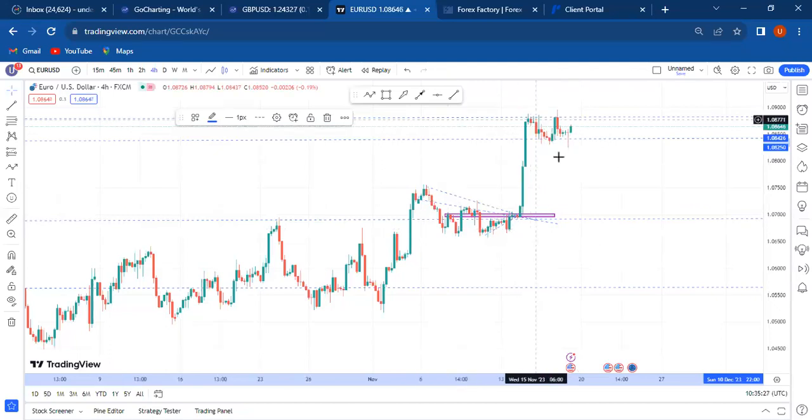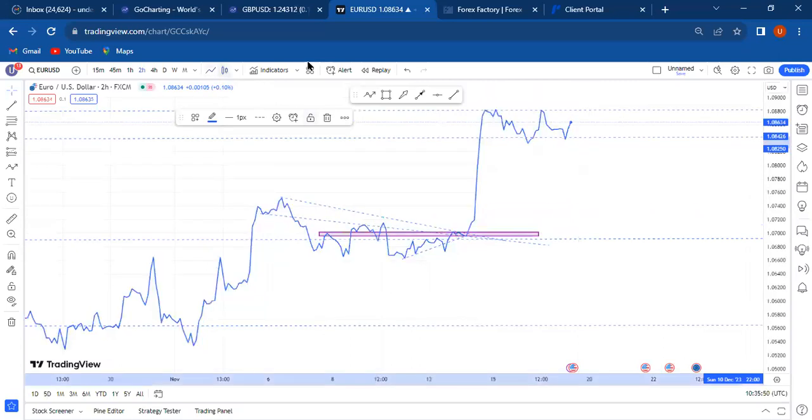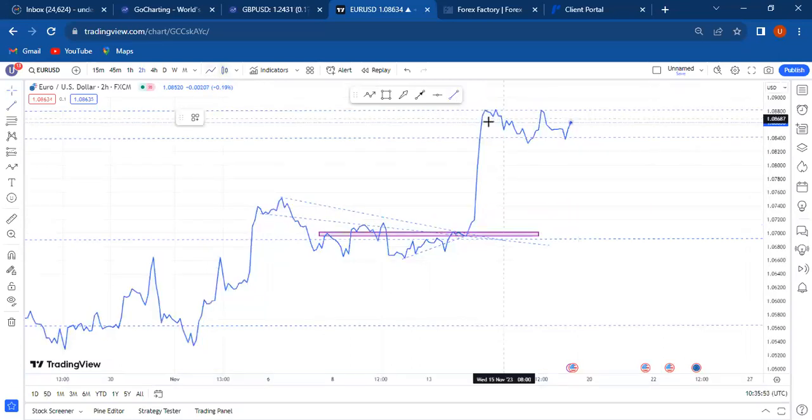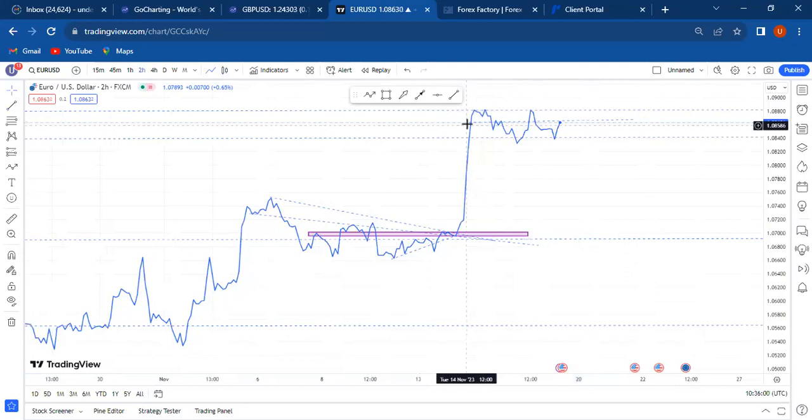Now the momentum is still bullish, right? It's still very, very bullish. So if this current 4 hours candle closes bullish, then we are going to buy. Or once price breaks this high, then we are going to buy Euro USD. So 2 hours time frame, you can see the same thing happening. Now there is a small roadblock that I want us to know. So if I go to line chart, I say something like this. Let's say support becomes resistance here.